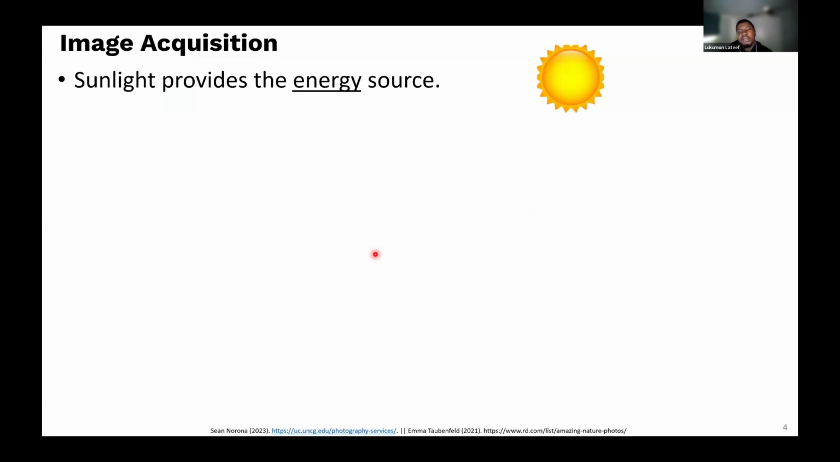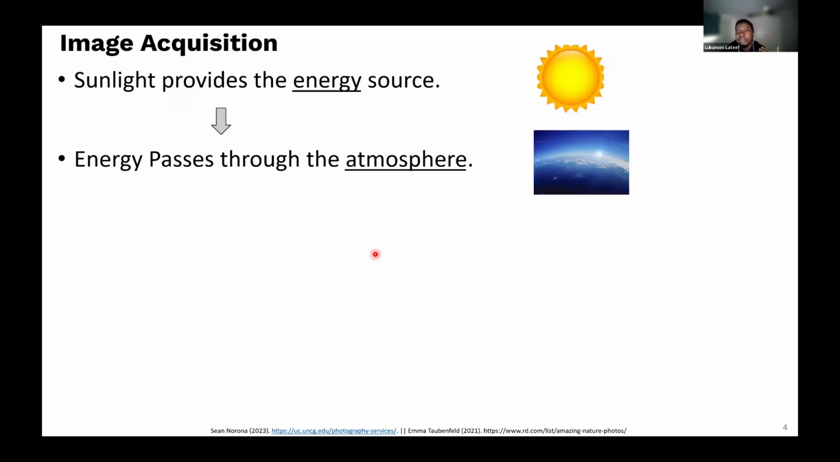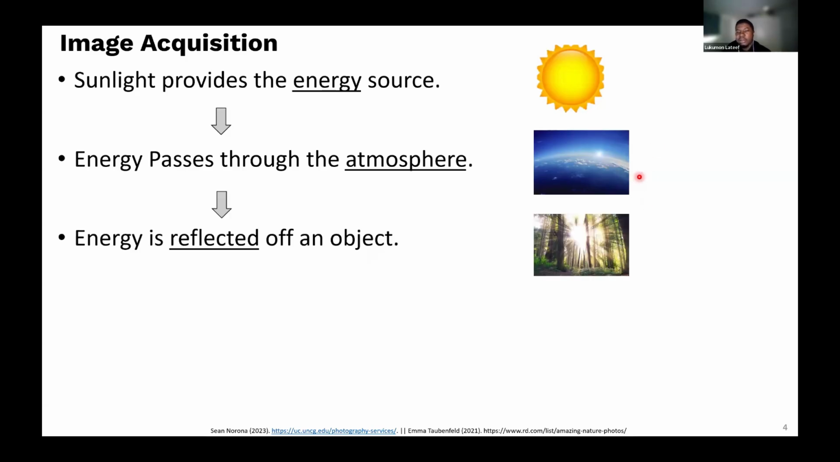So we have a source of energy. In most cases, it is the natural source of energy, which is the sun in the sky. This sun sends illumination in the form of electromagnetic radiation. This energy or radiation passes through several layers of the atmosphere, then it gets to the Earth's surface. So it shines on features on the Earth's surface, and part of this energy that shines on the feature is reflected back to the atmosphere.